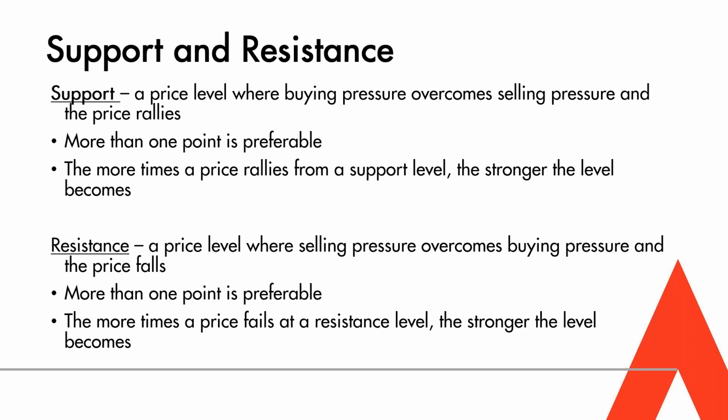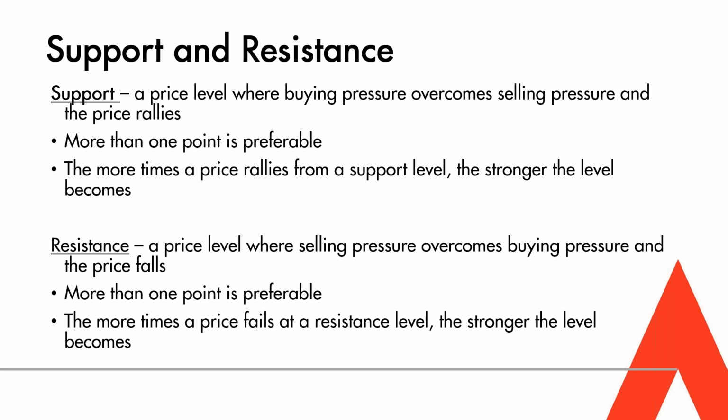Support is a price level where buying pressure overcomes the selling pressure and the price rallies. More than one point is preferable. So if we're talking about trend lines, we look for at least 2 points to start a trend line angle, and a third touch to confirm the trend line. The more touches you get, generally the more significant and meaningful the level of support or resistance would be. The more times the price rallies from this support level, the stronger the level becomes. And of course, the more meaningful it is if it's ever broken through that level.